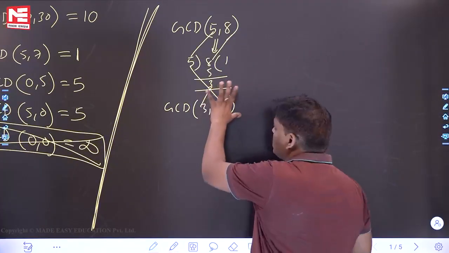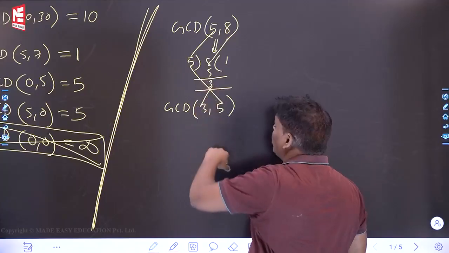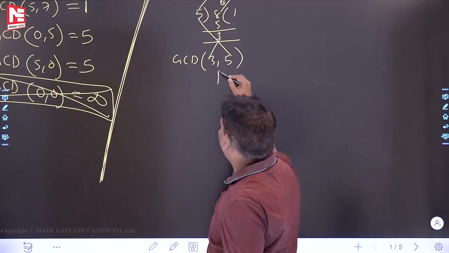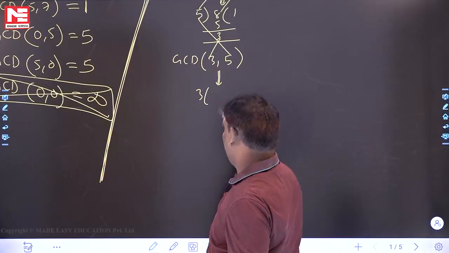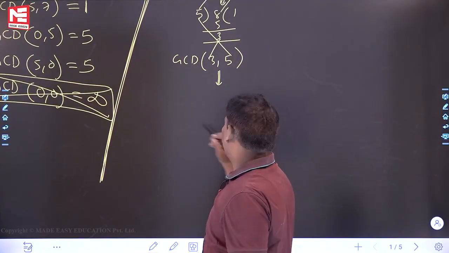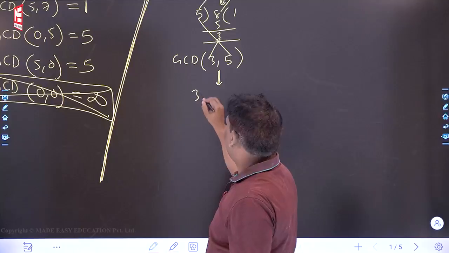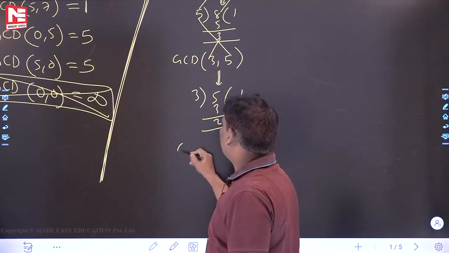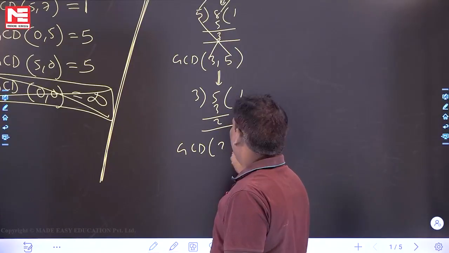Now if you are okay, this is the thing which is going on. What is the meaning of recursion? Same thing you repeat. Same thing I am repeating now. See this one: 3, 5. 3 ones are 3, remainder 2. What is the next function called? GCD of 2 comma 3.